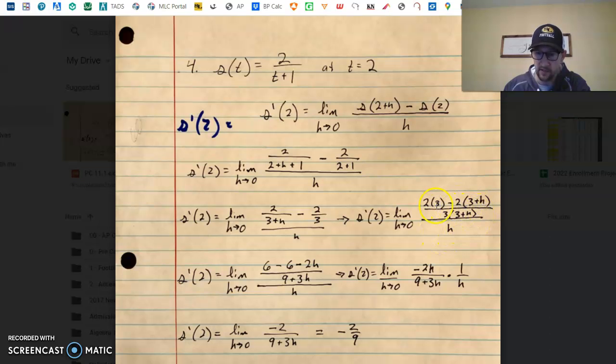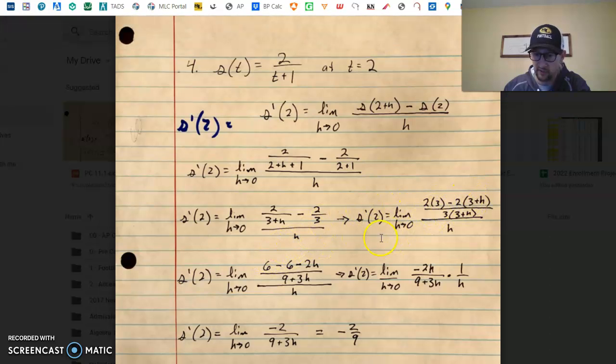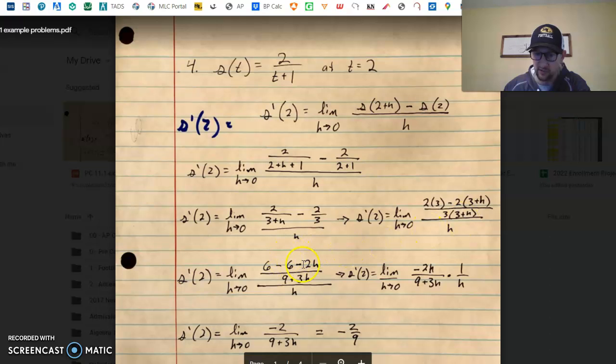Next line. I take 2 times 3 and get 6. I take the negative 2 and distribute it to get negative 6 and negative 2h.